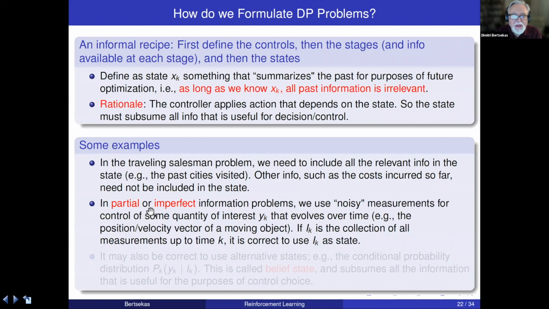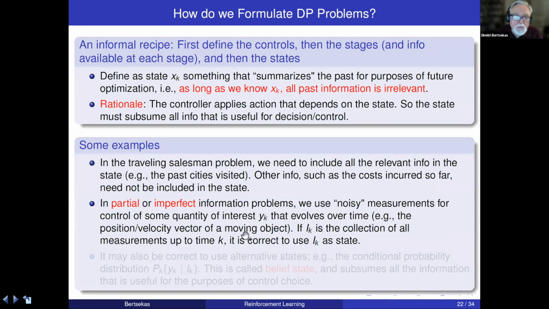Now, there is a class of problems called partial or imperfect state information, where we have something that we would like to call state. The only problem is that we don't know it exactly, so we cannot base control on its knowledge. Instead, we may have measurements of some quantity of interest, like what we would like to call state, which evolves over time. And we collect these measurements and we can use them to estimate a quantity of interest.